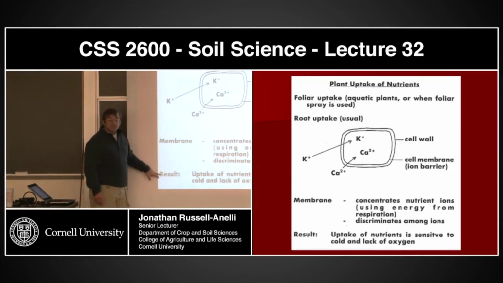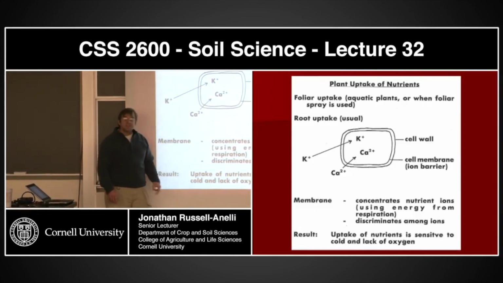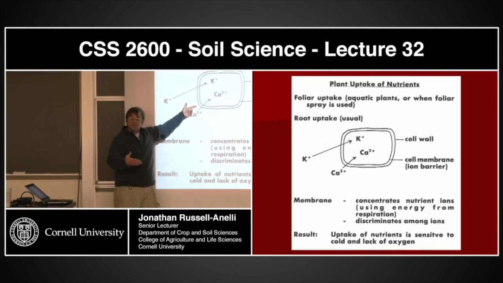Okay? Now the result of this is basically we have an uptake of nutrients that are sensitive to biologically limiting things. Plant cells in the roots are basically aerobic. They're not photosynthesizing. Okay, they're aerobic. They need to have oxygen to respire so they can do this. If the system gets cold or there is a lack of oxygen, you're going to limit biological activity, and as a result, you're going to limit this nutrient uptake.